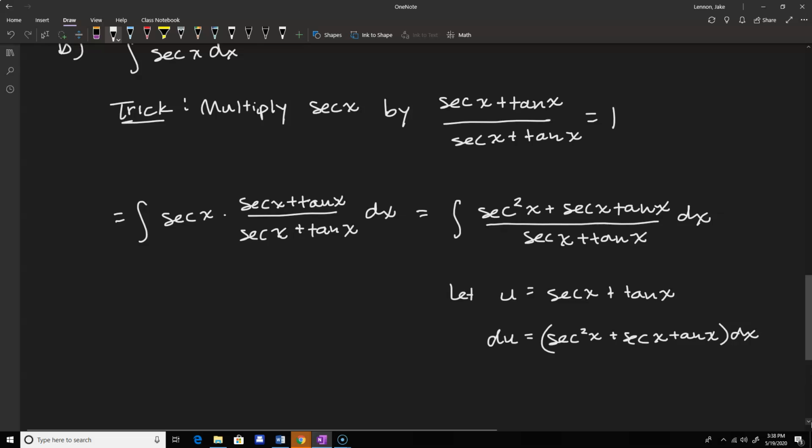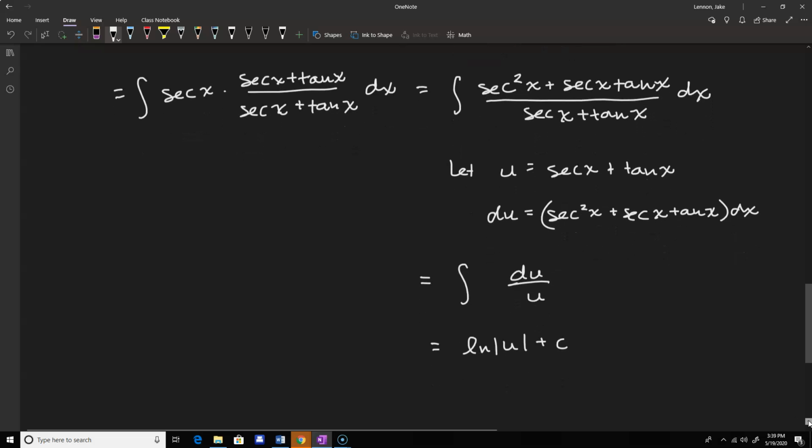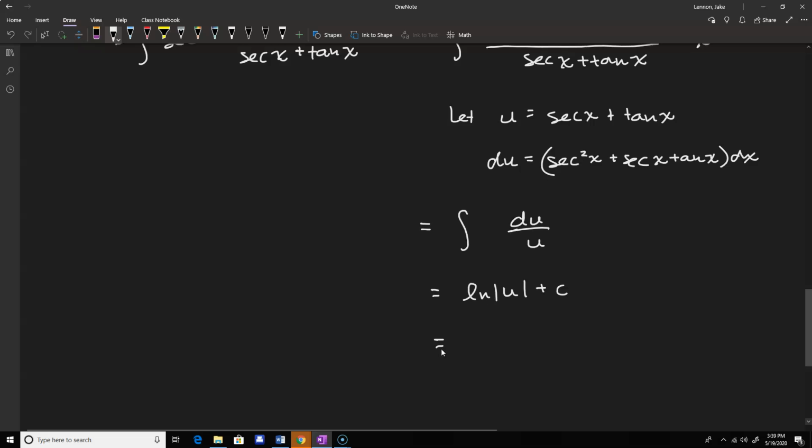So our integral now can be rewritten as just the integral of du, replacing the numerator and the dx, over u. And we know the antiderivative of that is, again, the natural log of the absolute value of u plus a constant, and u was secant of x plus tangent of x. So that's our antiderivative. The antiderivative of the secant of x is the natural log of the absolute value of secant of x plus tangent of x plus a constant. So quite an amazing algebra trick to go ahead and get that one to work.